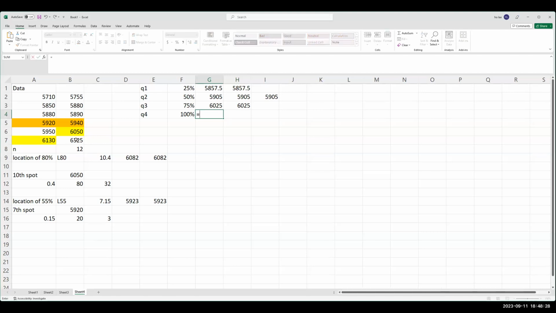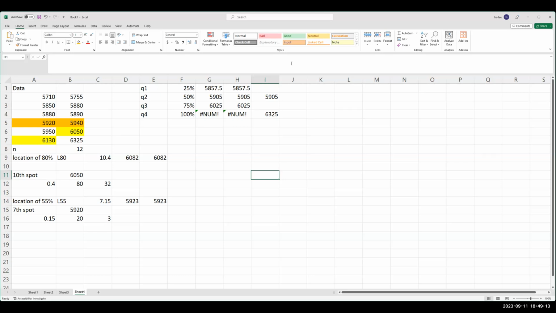For the fourth quartile, hopefully this works: percentile.exc, put in the data, 100%. Oh, it didn't work. Quartile.exc, put in the data, comma, 4. Yeah, it didn't work. Apparently that doesn't work, so just stick with max. The fourth quartile is the point where 100% of the data is below, so that should be the max. But yeah, it didn't work. Anyway, first, second, third quartile work. The other one doesn't.